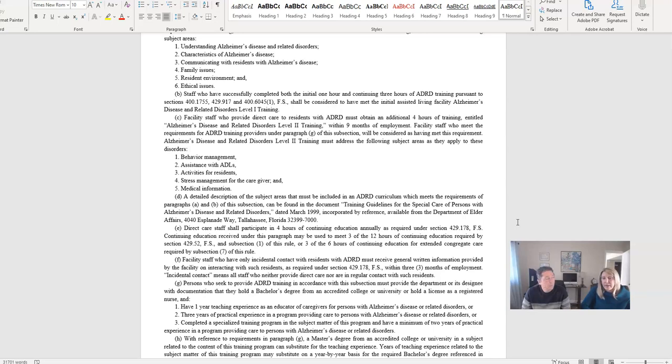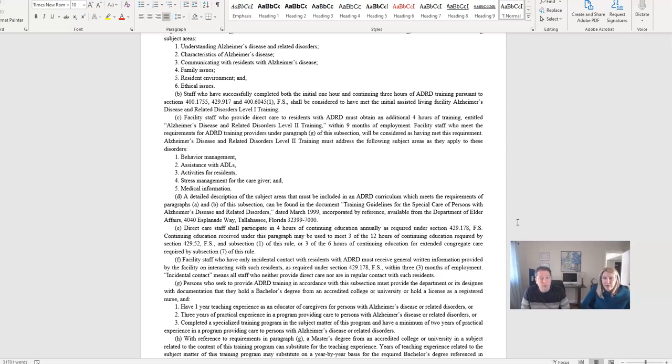So you need an additional 4 hours within 9 months. So total you need 8 hours. Level 1, level 2, within 9 months. So 4 hours within 3 months, an additional 4 hours 9 months after employment starts. It's not 9 months in 1 day. No, they're very strict about it.